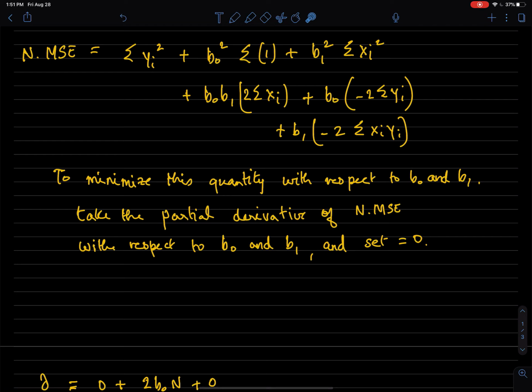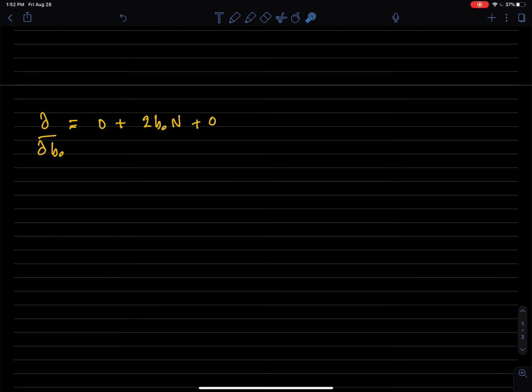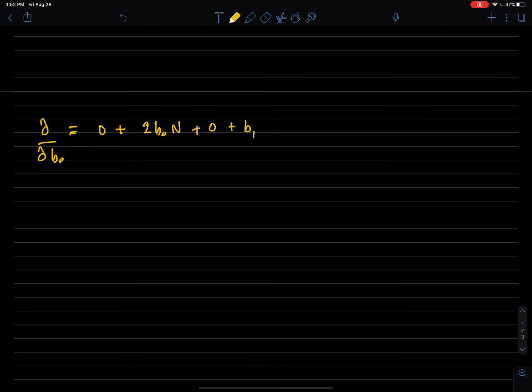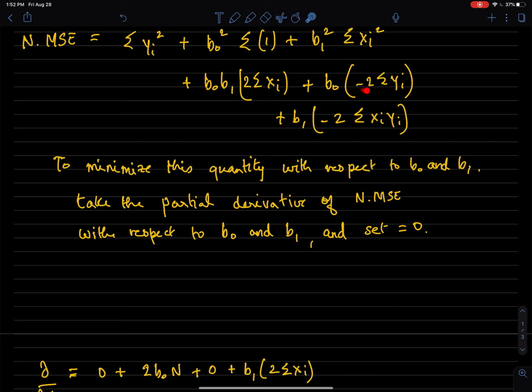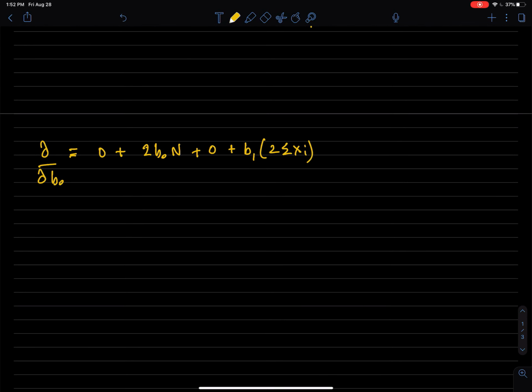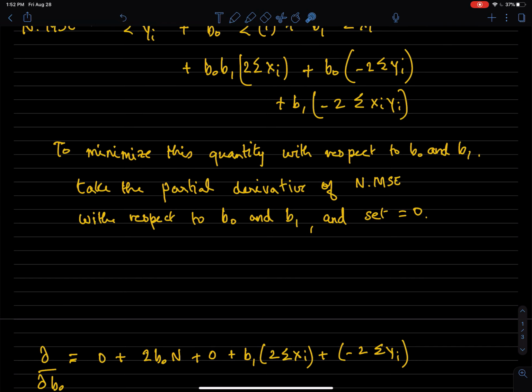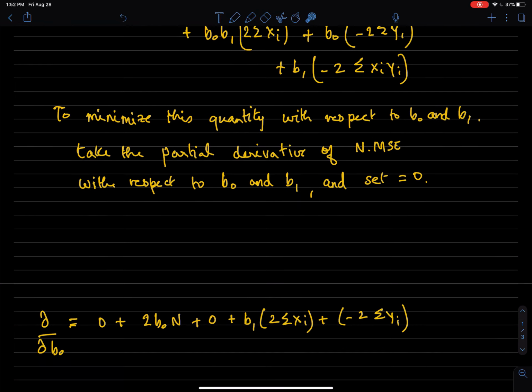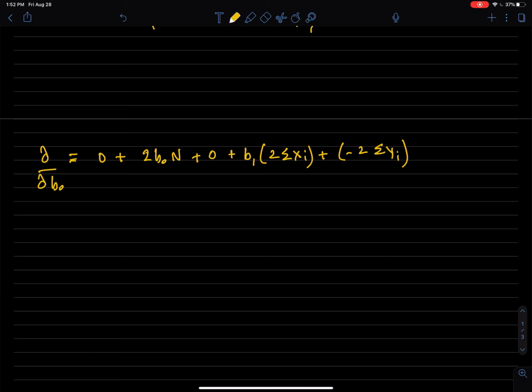This quantity is b naught times b1 2 summation xi. When you differentiate with respect to b naught, all you're left with is this. And this again, what you're left with is this. And here, this has no dependence on b naught, so that's 0. Okay, so that's equation number 1.